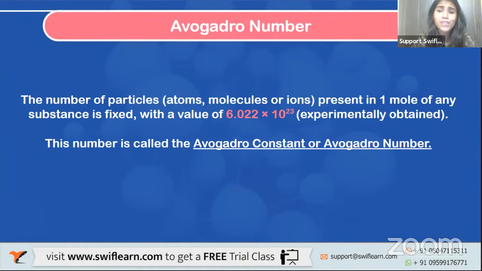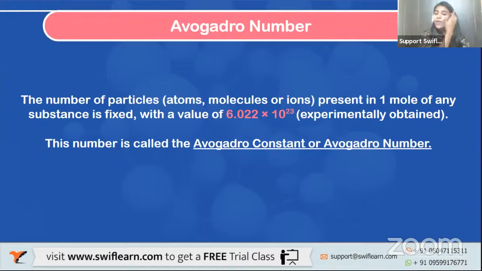Now if it is not commonly used, why should we study it? Because atoms are a lot. To measure atoms we need a bigger unit, that is why we say mole. So basically moles are used by scientists to measure the number of atoms, particles, ions or molecules in a substance. Clear? The number of particles present in 1 mole of any substance is always fixed, which is 6.022 into 10 raised to 23 particles, ions, molecules, atoms or anything.